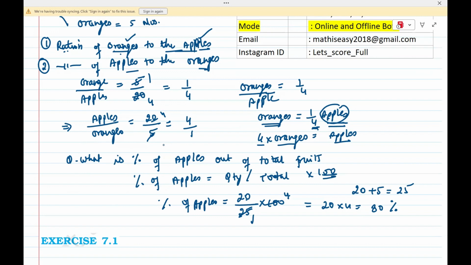Now, here I want to mention two important points. The first is that a ratio is always calculated on the same type of quantity. Suppose I am taking distance in kilometers and then distance in meters, they cannot be compared. They have to be in the same unit. So whenever you are calculating the ratio, always convert them into the same unit. How to do that? Let's move to the exercise, and we will understand the concept clearly.